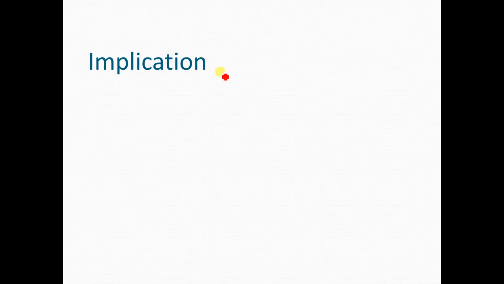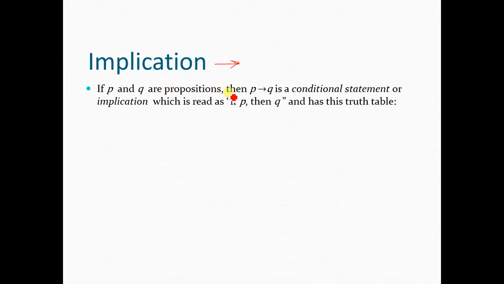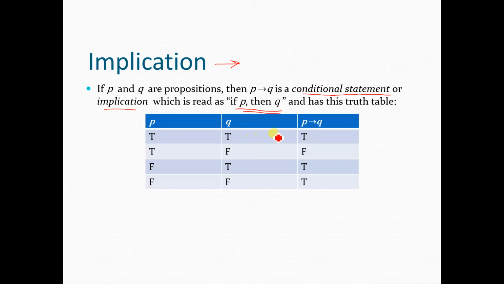Implication, and the symbol for implication looks like this arrow. If P and Q are propositions, then P implies Q is a conditional statement. This is also called conditional statement or implication, which is read as if P, then Q. So P implies Q means if P, then Q, and has this truth table. So this is false only when P is true and Q is false. Otherwise, it is true. This is false only when P is true, Q is false. Otherwise, this conditional statement is true.